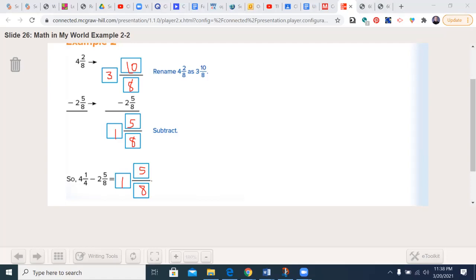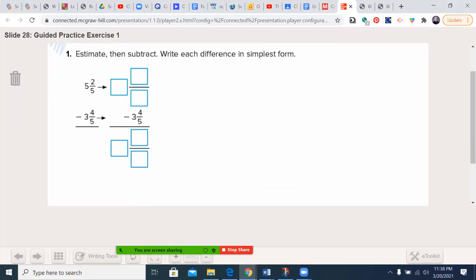All right, so let me go ahead and clear the drawing. Did we do it right? All right, now we're on the guided practice. I'd like you to do this one independently. You'll pause the video, unpause the video when you're ready to check your work. Go ahead and pause the video now.